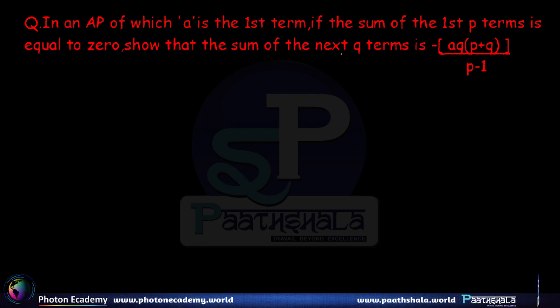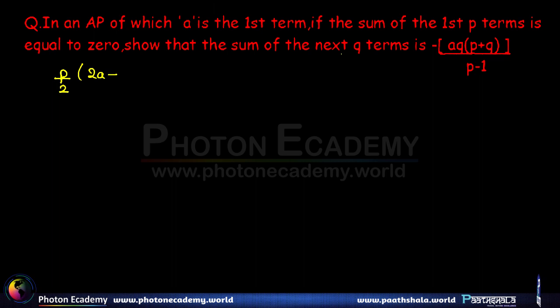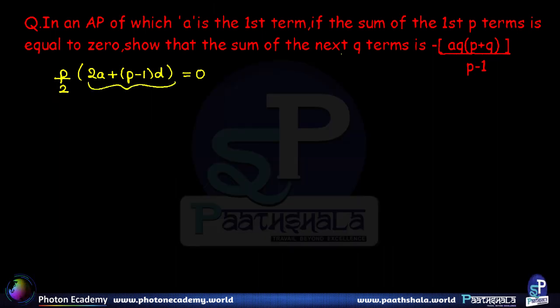So they have given that the first term of the AP is A and the sum of the first P terms is equal to 0. So we know the formula for the sum of the first P terms, so it will be P by 2 times (2A plus (P minus 1)D), and let the common difference be D. So this thing is equal to 0. Now P is a natural number, so obviously that can't be 0. So this bracket, this whole thing has to be equal to 0.